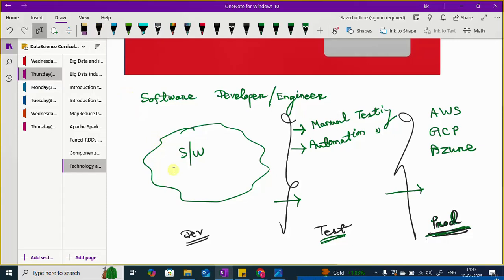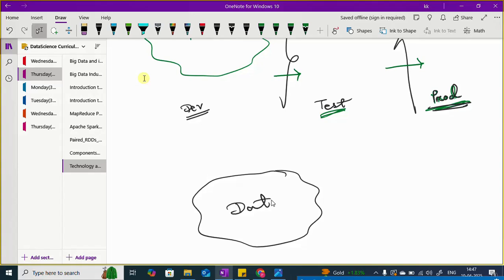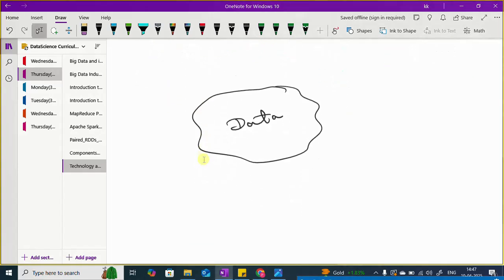Fine. Now, this is the trend. Generally it happened in the previous years. Now, a couple of years before, there is another trend coming in the market, that is called data. Related to data, a lot of newly evolved job profiles come in the market. So based upon the data, there is a profile called DA.